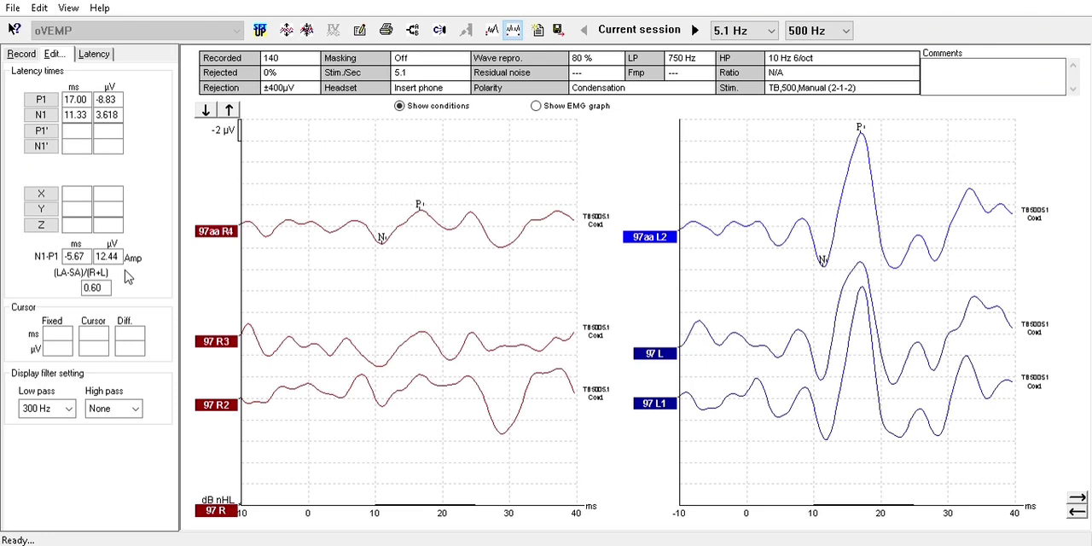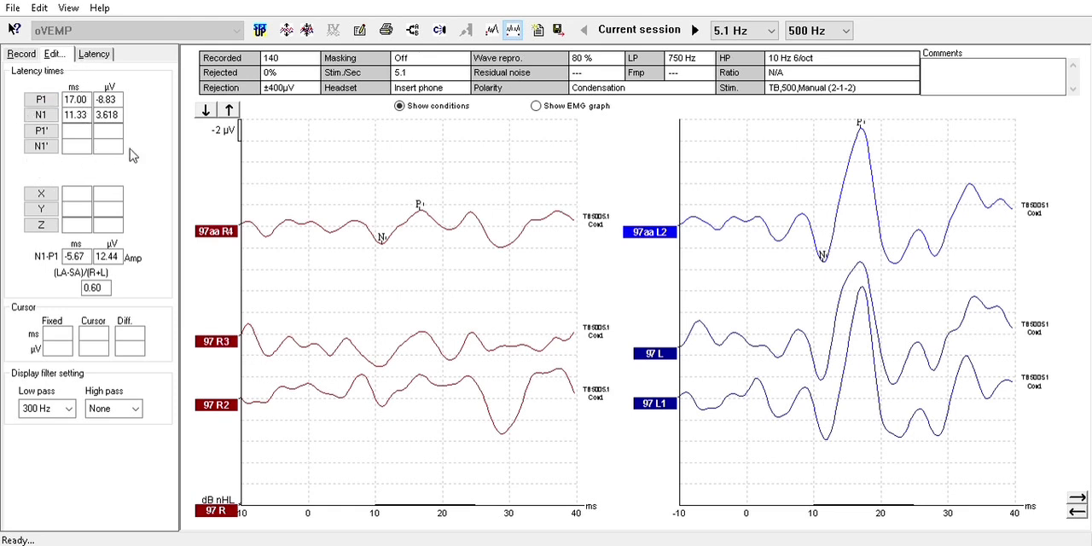So again, our latency really isn't what's important here. Our amplitude is really what's more important, and really the amplitude between both ears. And so we're looking at the 60% here. So that's clinically significant in this case. If I go up here, I want to show you a couple of other things.